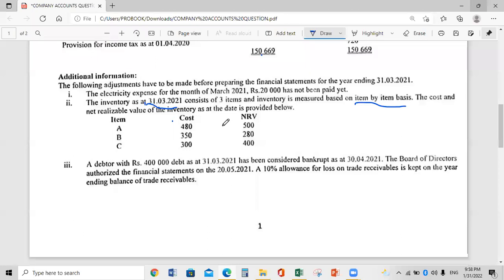When there is item by item basis, you have to open a column called lower. Just draw a column called lower, even on the question sheet itself, and get the answer. You don't have to show this in the working actually. Open a lower column and one by one see which one is lower.